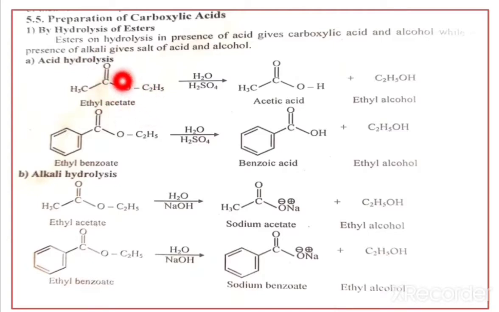This is the structure of ester. First, acid hydrolysis. This ester is nothing but ethyl acetate, CH3C(=O)OC2H5. This ester undergoes hydrolysis, and for hydrolysis we use H2O in presence of H2SO4, and we get the carboxylic acid. That means CH3C(=O)OC2H5.